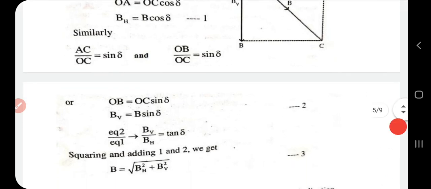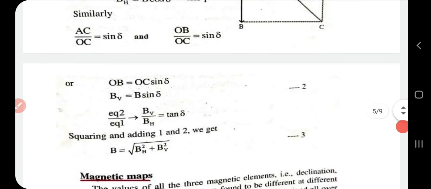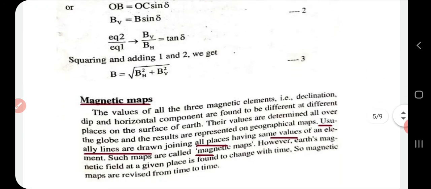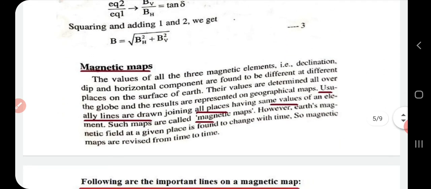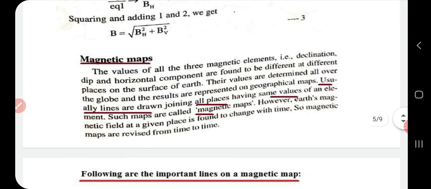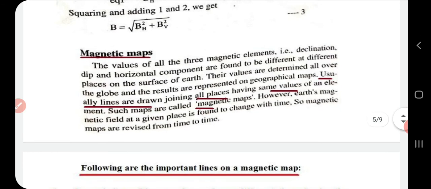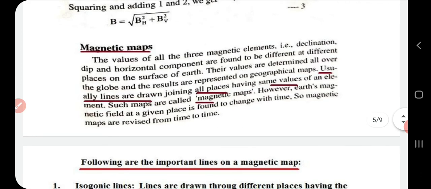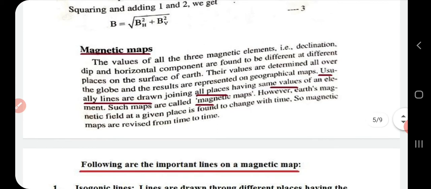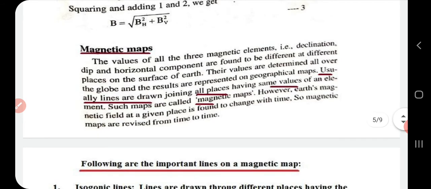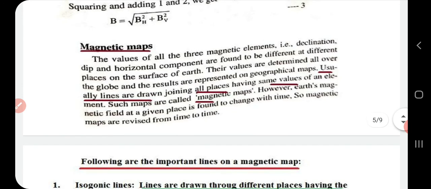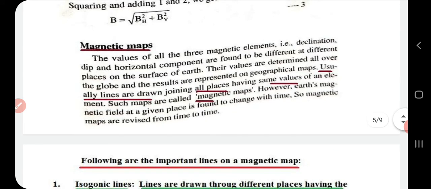Now when you square and add equations 1 and 2, you get B equal to the square root of BH squared plus BV squared. Okay. Now we have studied the three different magnetic elements, and each of these magnetic elements will have different values at different places on the surface of Earth. So their values will change. As a result, their values are determined all over the globe, and the results thus obtained are represented on certain geometrical maps. Okay.